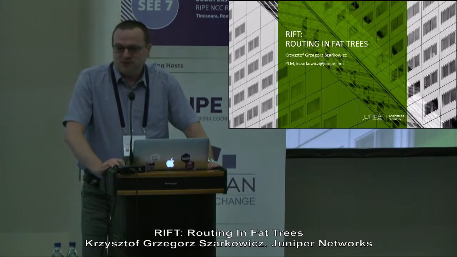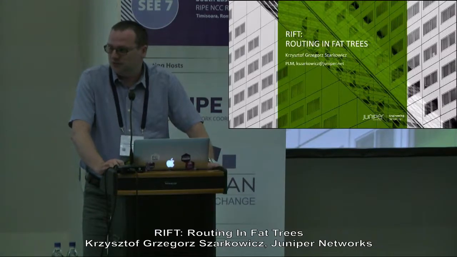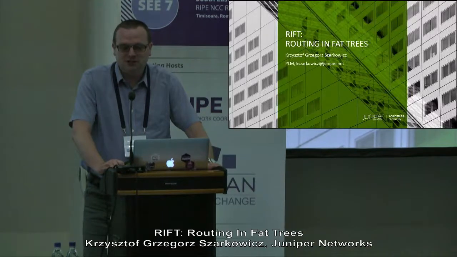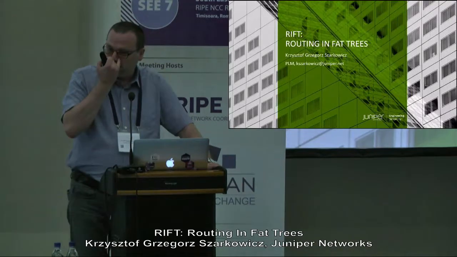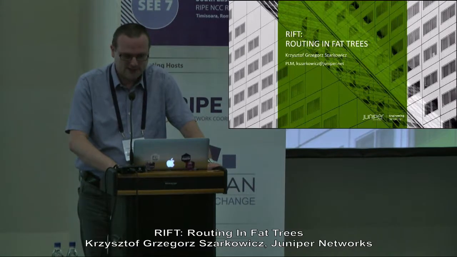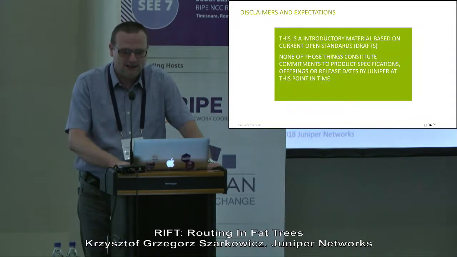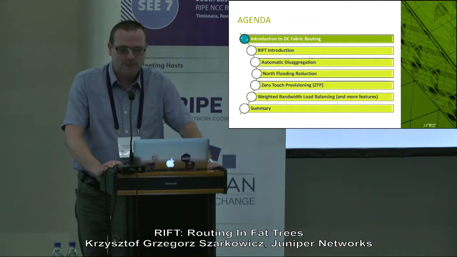So we have a couple of routing protocols. And I will talk about completely new protocols, and the question is why we need a new protocol. Okay, we have so many protocols already, why do we need a new protocol? So this new protocol is called RIFT, routing in fat trees. Okay, so let's discuss, some disclaimer as well at the beginning, that this is nothing in production, this is based on the drafts, on the standards.